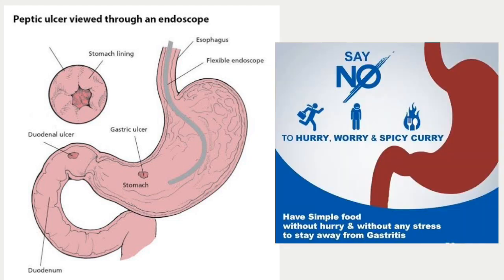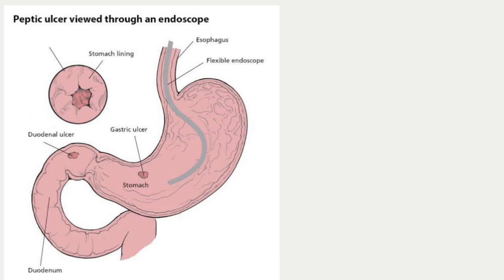Gastric ulcers are common in people who are always in hurry and mostly worried, having spicy curry. So, to avoid gastric ulcer, say no to hurry, worry and spicy curry. Gastric ulcer is resistant to healing and it persists for years. So, to prevent the effect of the hydrochloric acid and promote healing, give the patient antacid or go for partial gastrectomy or vagotomy depending on the patient's condition.